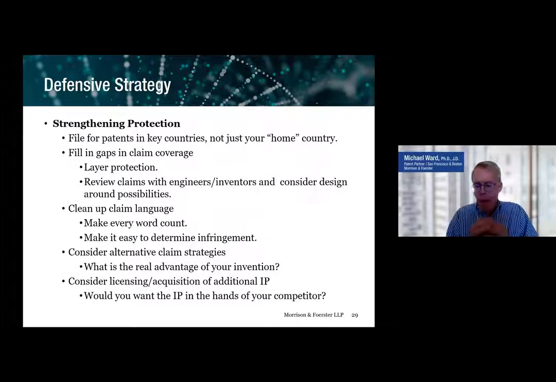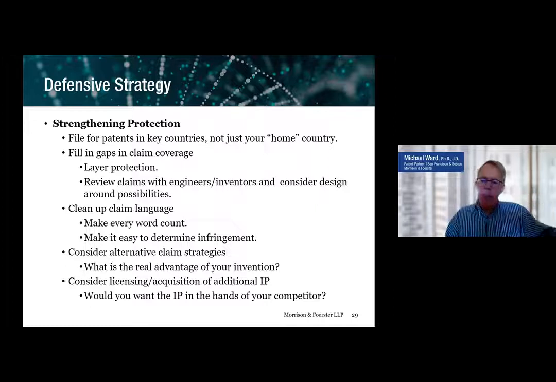You want to think about filling in gaps in claim coverage. As you look at your claims and the patent applications that you filed, you want to make sure you have layered protection. This goes to that question somebody asked in the Q&A about very broad patents and very narrow patents. You want to have a spectrum. We call it layered protection. You want to get as broad as you can and then have various fallback positions to go increasingly narrow down to where you cover your exact product and everything in between.